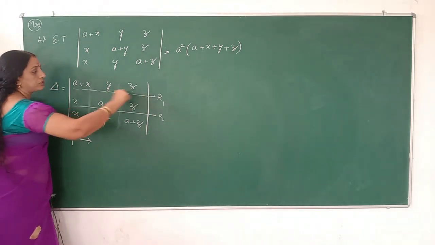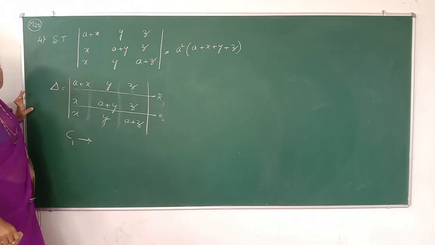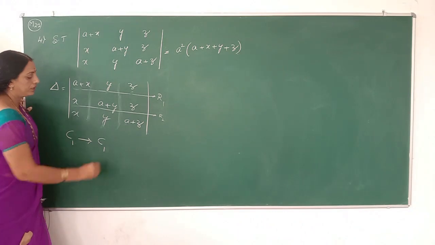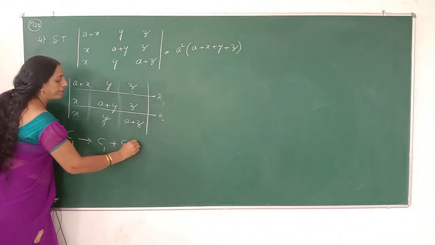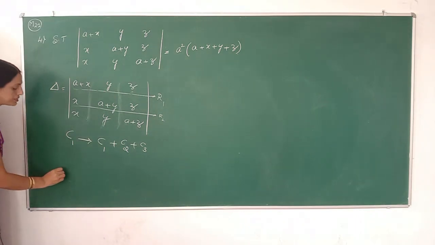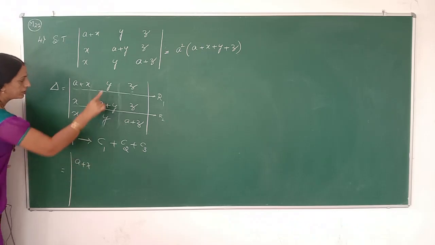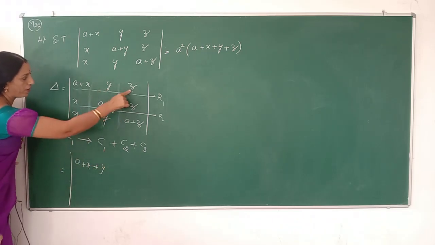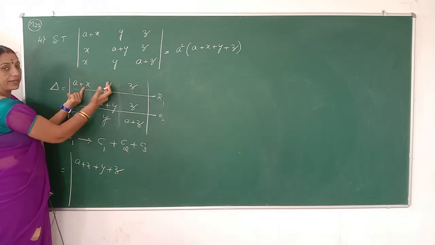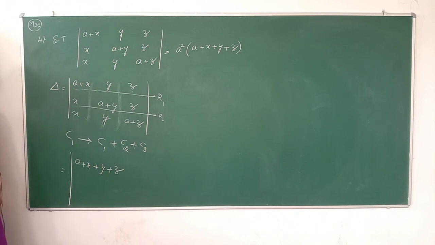So now I am putting arrow marks, adding row wise, because it is one of the elements of the first column. Therefore C1 can be changed with C1 plus C2 plus C3. C1 changes with C1 plus C2 plus C3. Then the first element is a plus x plus y plus z, the second element is y, the third element is z. If all these elements are added with each other, it is one of the elements of the first column.